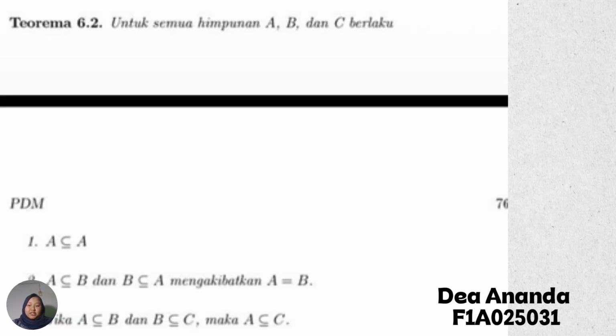I'd like to present Theorem 6.2 about the properties of subset. In this theorem, there are three properties that we will discuss. First, A is a subset of A. Second, if A is a subset of B and B is a subset of A, then A equals B. Third, if A is a subset of B and B is a subset of C, then A is a subset of C.